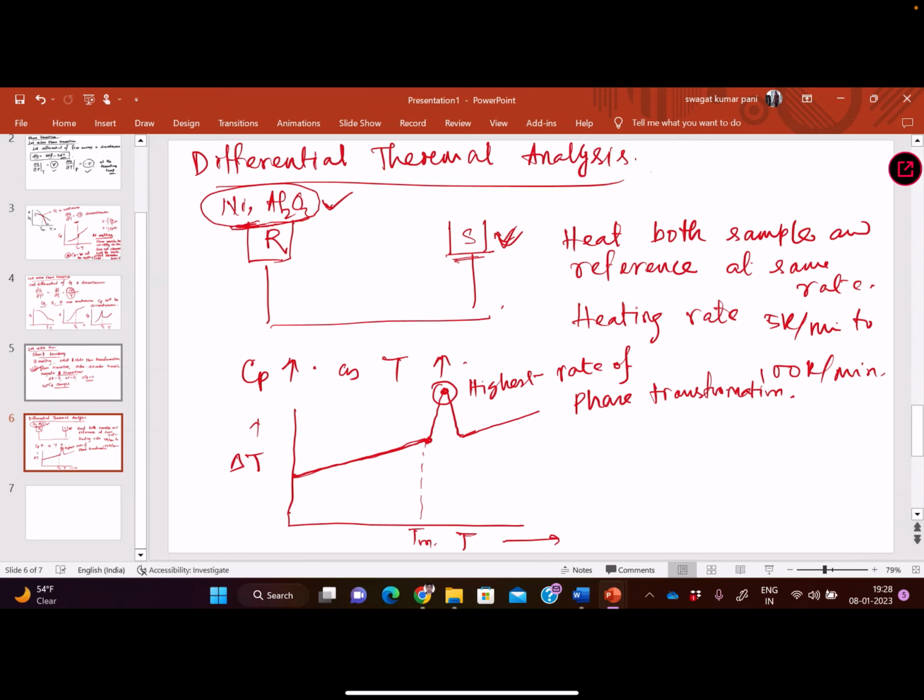Just notice this, till now the temperature difference is constant. As the melting starts, for the reference material the temperature is rising, but for the sample material, as melting is occurring, the temperature will not rise. As I said, Cp becomes infinite at the melting point, so the temperature of the sample will not rise, the temperature of the reference will rise. So there will be a temperature difference, and we get this peak because of that. After melting is completed, the temperature of the sample will also start rising, so it will match up.